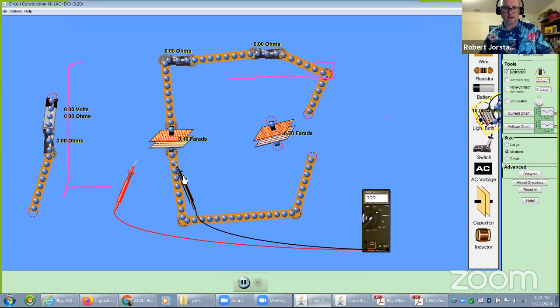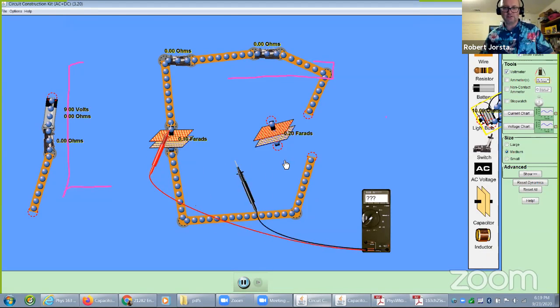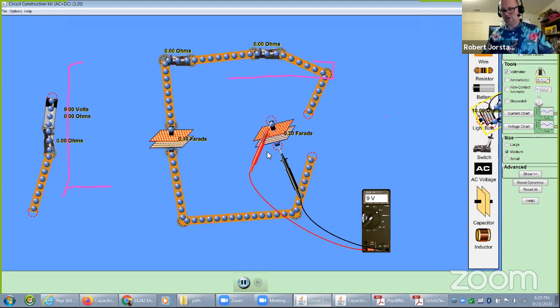I just want to point out in this case, the voltage across this one is 9 volts. The voltage across this one is also 9 volts. So if they're both 9 volts and one of them is a bigger capacitor, Q equals VC. Let's see, what did this turn out to be? Is this 1.8 coulombs?